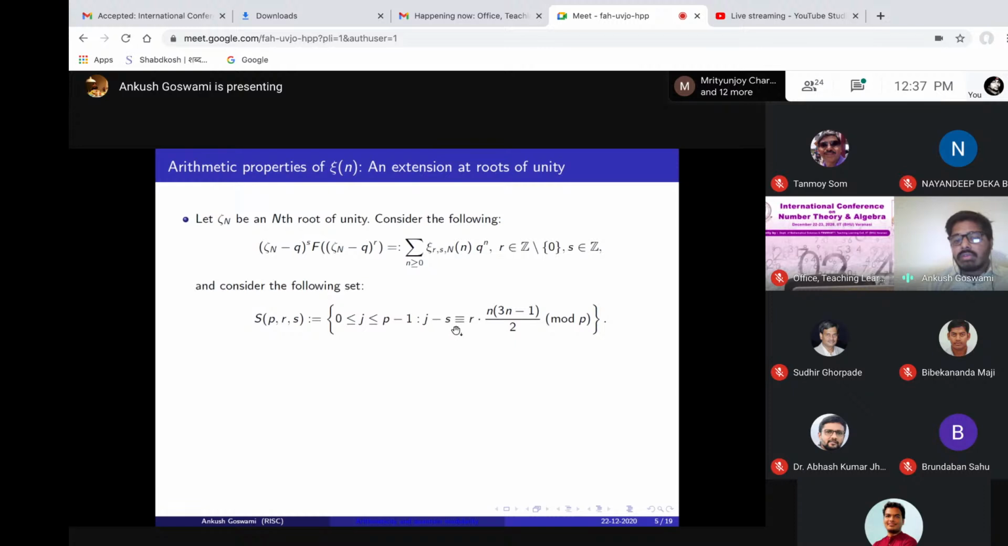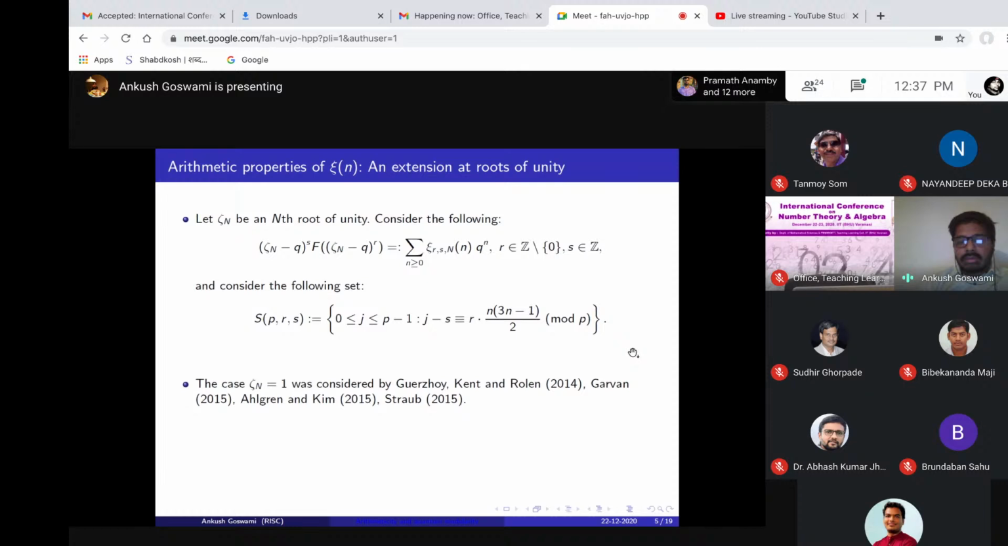As I said, earlier works by Guerzhoy, Kent and Rolen, Garvan, Ahlgren and Kim, and Straub considered the case when ζ_N is equal to 1.